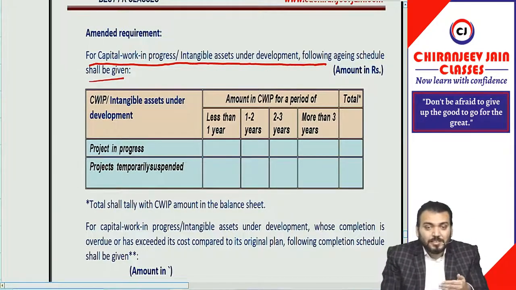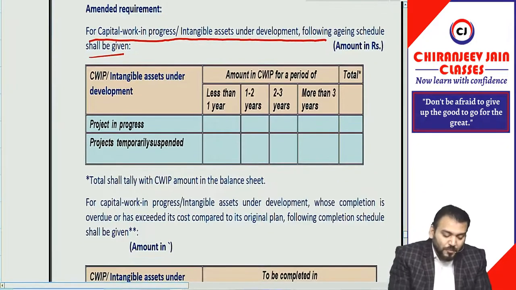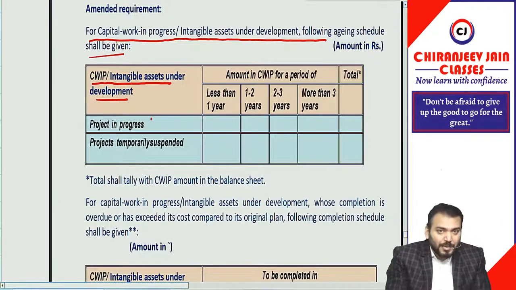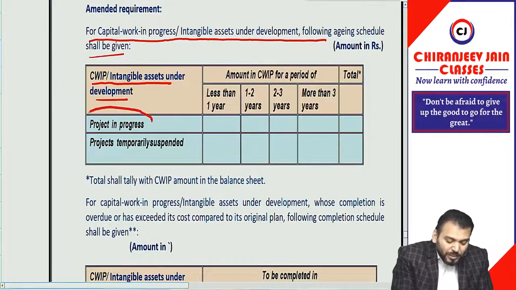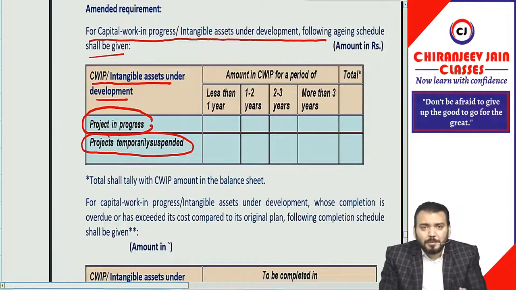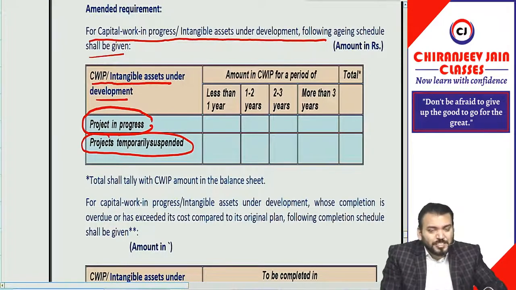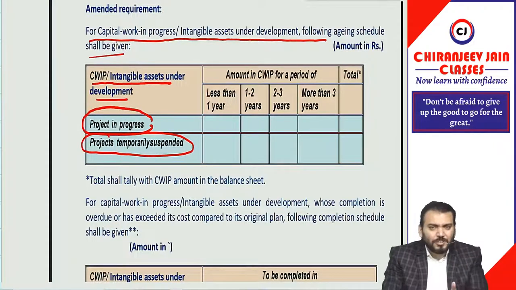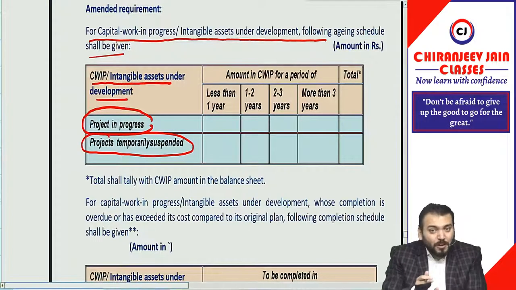Following aging schedule is required to be given. Means we need to find out any capital WIP or intangible asset under development. So we need to divide this into two categories. Any project which is in progress, any project which is temporarily suspended. It might happen there are some capital WIP for which development has been suspended. There may be some capital WIP or intangible asset under development which are under progress. So we need to categorize in two categories. Projects which are in progress and projects which are temporarily suspended.